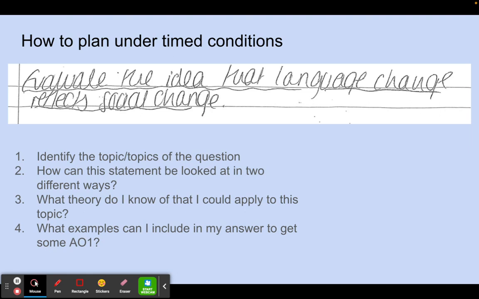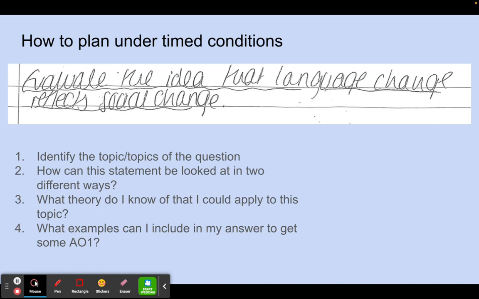The second one, how can this statement be looked at in two different ways? It's very easy to look at these questions and think, yes, absolutely, that is the case, or no, I don't know what on earth this person is talking about. But remember, we're evaluating. You need to write at least one paragraph agreeing with the statement and one disagreeing with it. So in the case of evaluate the idea that language change reflects social change, okay, yes, there is evidence to support this statement.